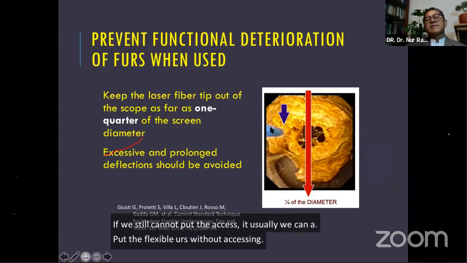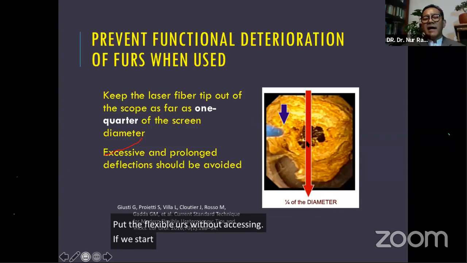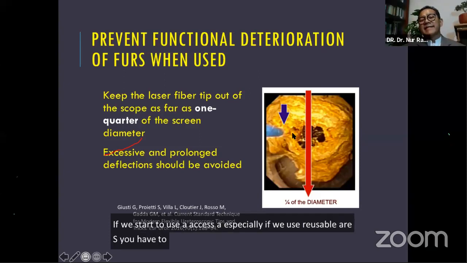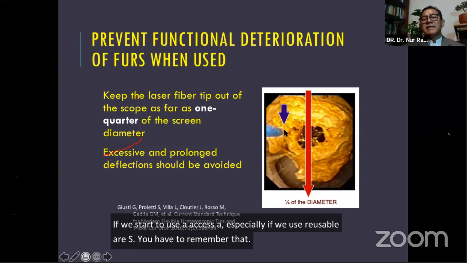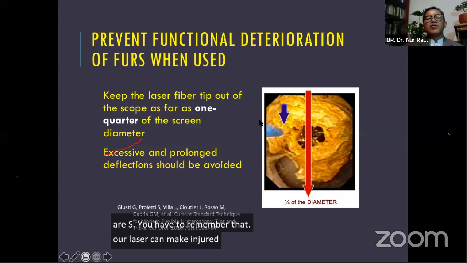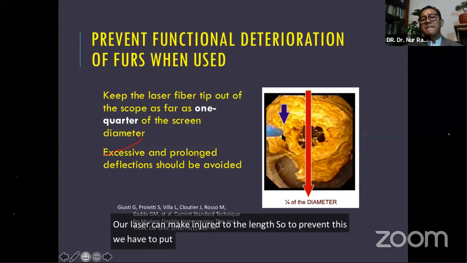If we start to use RIRS, especially a reusable scope, you have to remember that our laser can injure the lens. So to prevent this, we have to keep the tip of the laser at a minimum of 1/4 or 1/3 from the scope.